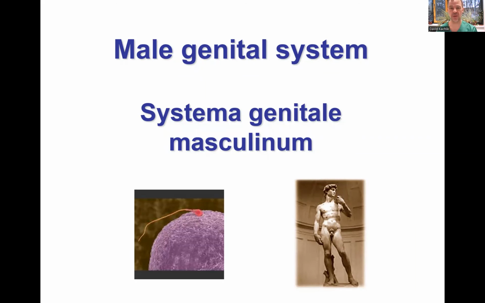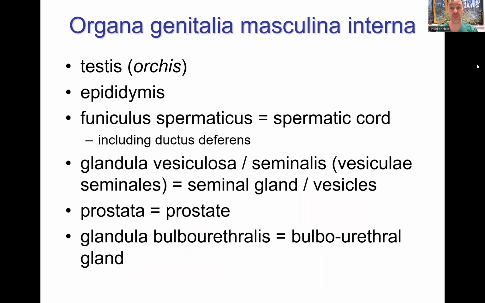The topic of today is the male genital system. The male genital system can be divided into two parts, internal and external. Internal is hidden inside the body, even testis is outside in scrotum. Testis is considered as the gland, the gonade, and it's within testis together with epididymis, which is already beginning of the excretory male genital tract.